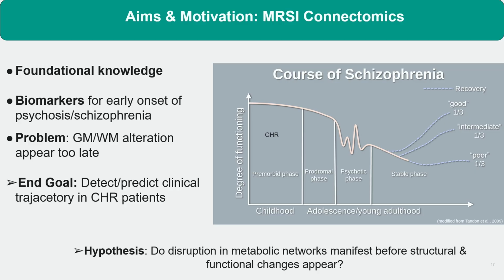Once we have done this, we also want to answer a very important question when we are acquiring this data: do these disruptions in metabolic networks precede the structural ones? Because the structural ones, usually we can detect them only very late, in the chronic stages of schizophrenia.